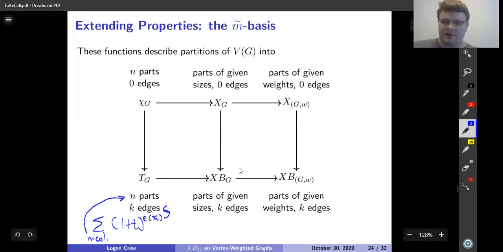With X_B of G, we saw that we can do this, but again, as with X_G, we can tell what the sizes of the individual parts are. And with X_BGW, we get the weights.